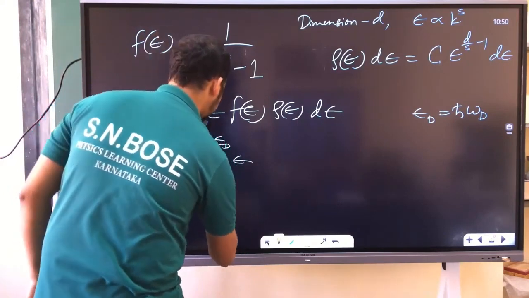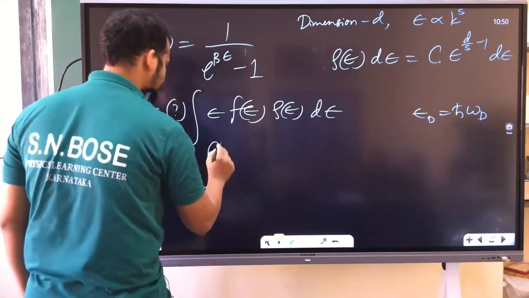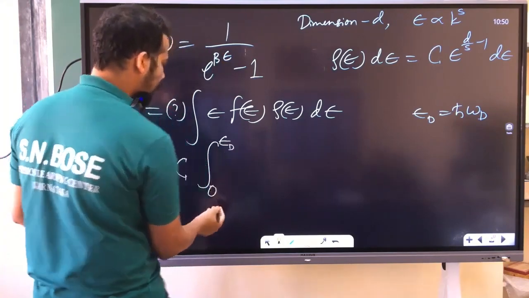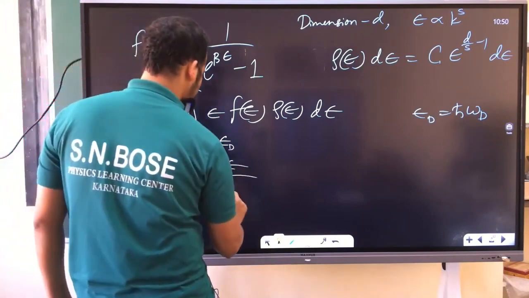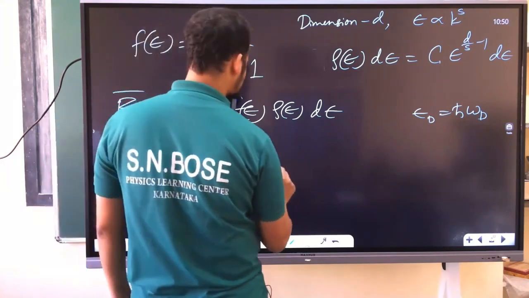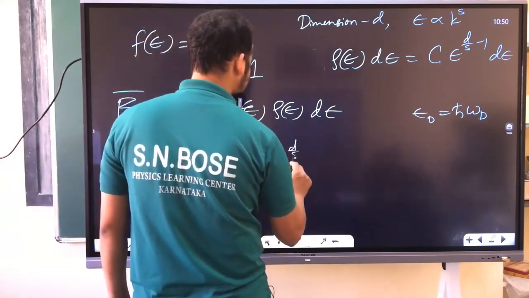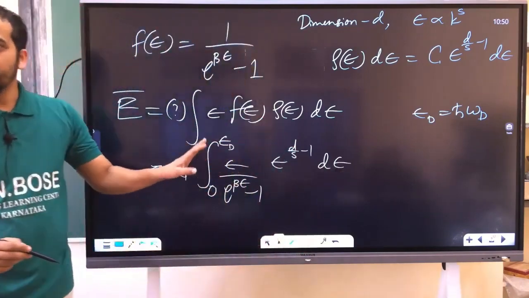E divided by... from 0 to some final value, actually 0 to omega D, in terms of omega. Pick up E divided by e to the power beta E minus 1, and rho of E contains e to the power d by s minus 1 dE. Am I right? Pick up rho of E dE. Now what is the next step?